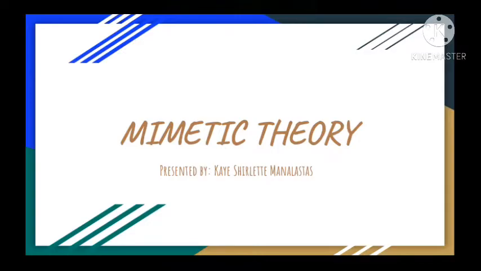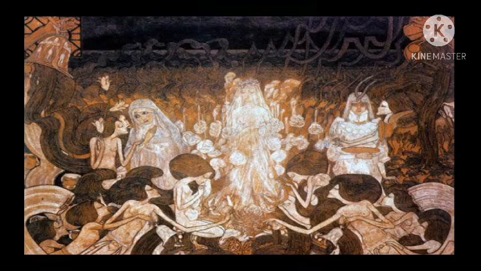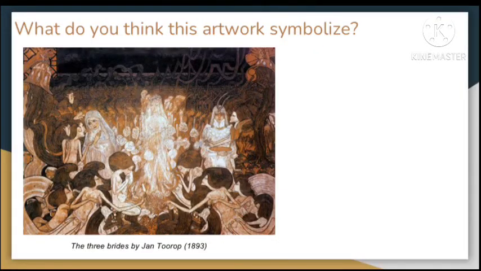First, let's focus on this artwork. This artwork is entitled The Three Brides by John Toorop and it was made in 1893. So what do you think this artwork symbolizes? Or what can you observe in this artwork?